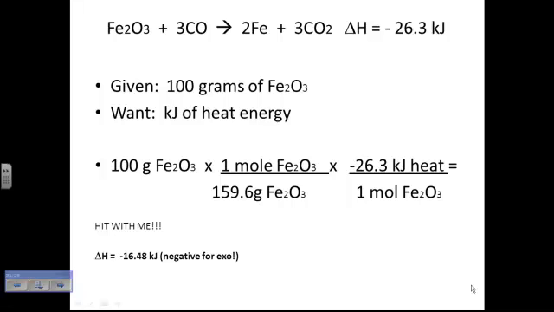Hit that: 100 divide by 159.6, multiply by negative 26.3, equal. See if your answer matches mine. Be sure to record the negative for the exothermic quantity.